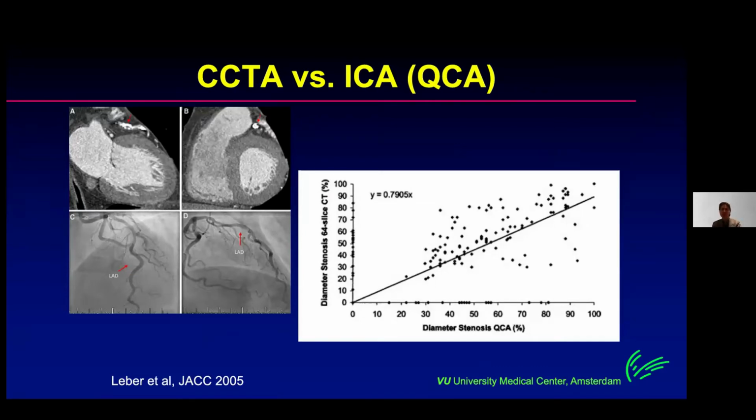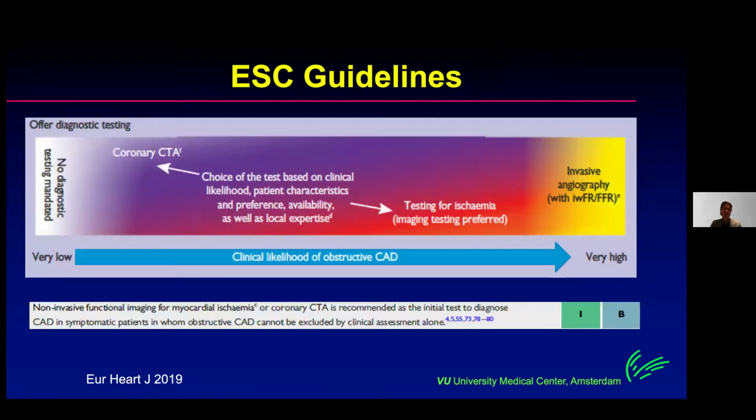And we know this from the fact that there's only a crude correlation between the diameter stenosis that we find in the cath lab and that we find on CT-based imaging. And this is due to a lot of artifacts, blooming artifacts. This is a slide from 2005, but these are still problems that we face today. So we know that CT is a rule-out imaging technique, but not a rule-in imaging technique.